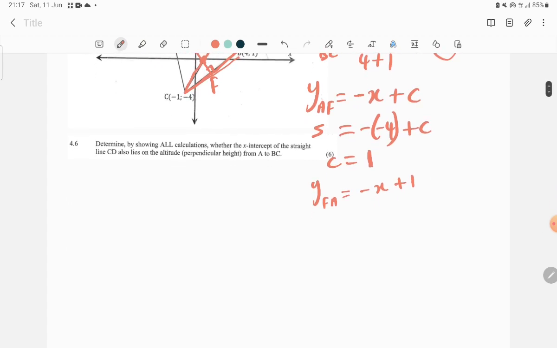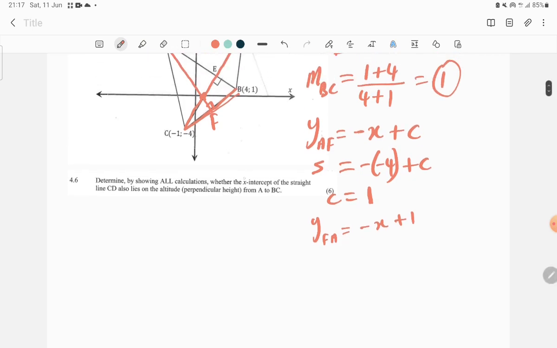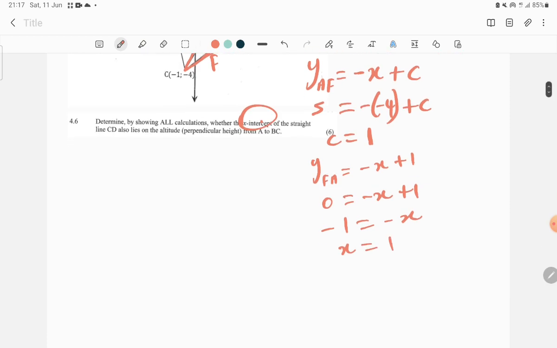So let's continue finding the x-intercept now, because we are interested in finding the x-intercepts of these two lines, whether they have the same x-intercept or what. Now, in the place of y, we put 0, then we have -x plus 1, so -1 is equal to -x, then x is equal to just 1.